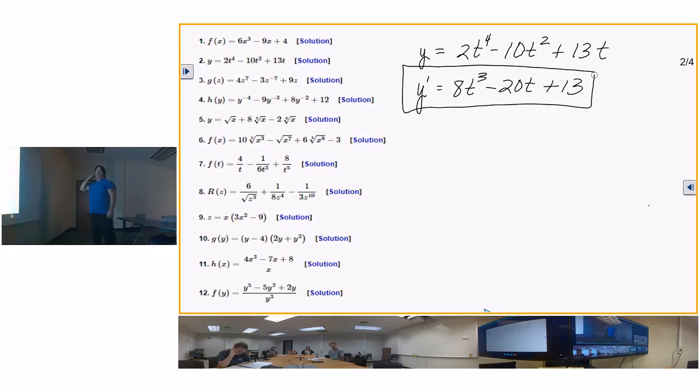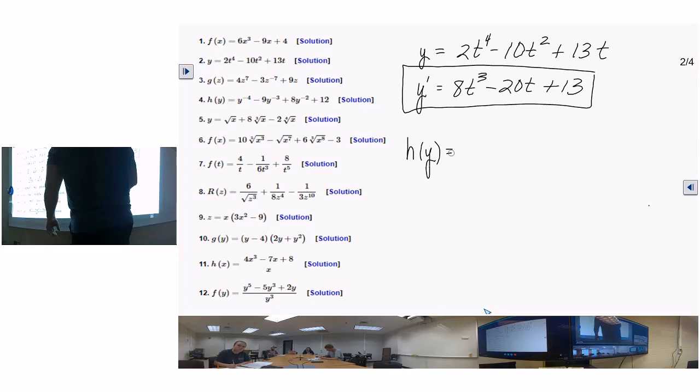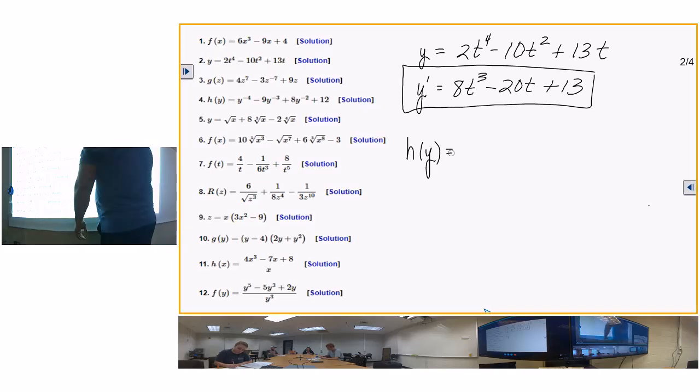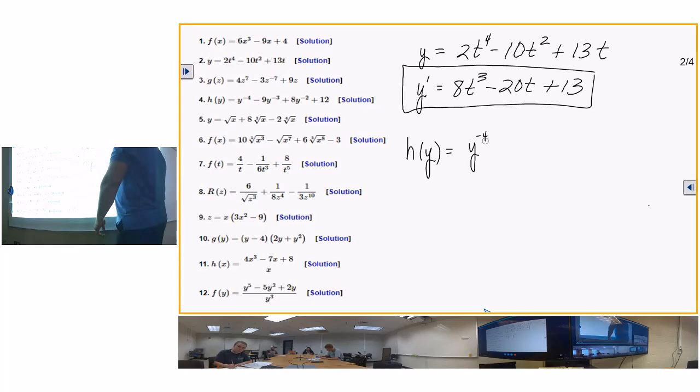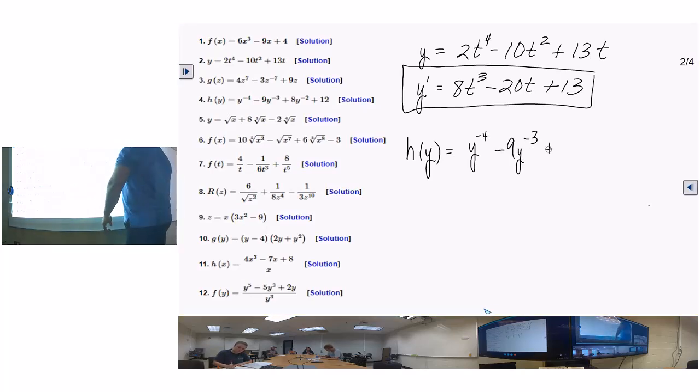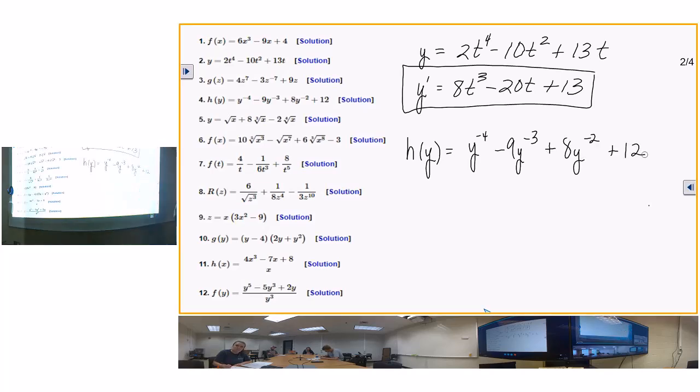Okay, you try number 4. Number 4 says h of y is equal to y to the negative 4th minus 9y to the negative 3 plus 8y to the negative 2 plus 12. All right, find that one.